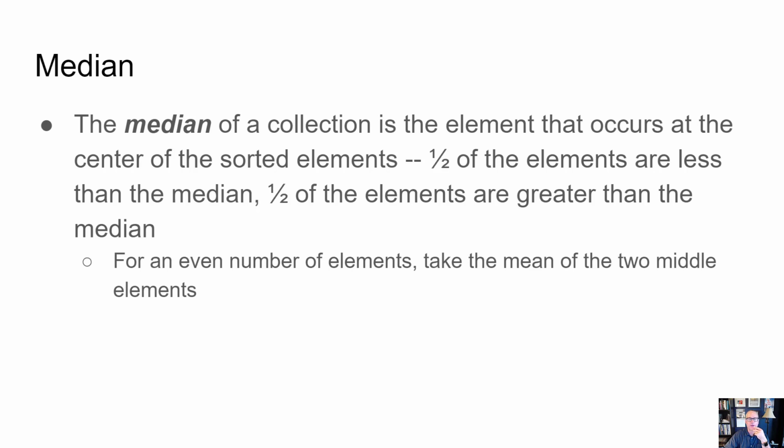If we have an even number of elements, then there is no middle, and so we would take the mean of the two middle elements for our median.